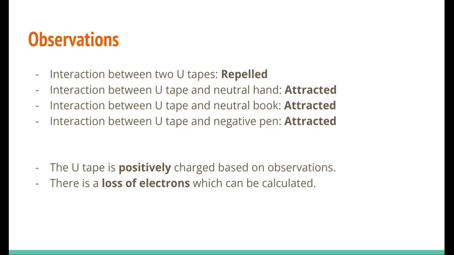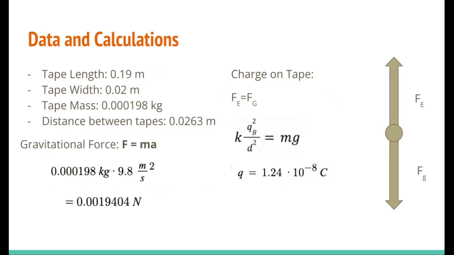So these are the observations. The interaction between the two tapes, they repelled each other, indicating that they have the same charge as like charges repel. When interacting with a neutral object, the hand of the book, they were attracted to it, and when interacting with the negative pen, they were attracted to the pen. This indicates that both of the tapes are positively charged, and that there will be a loss of electrons, which we will further calculate.